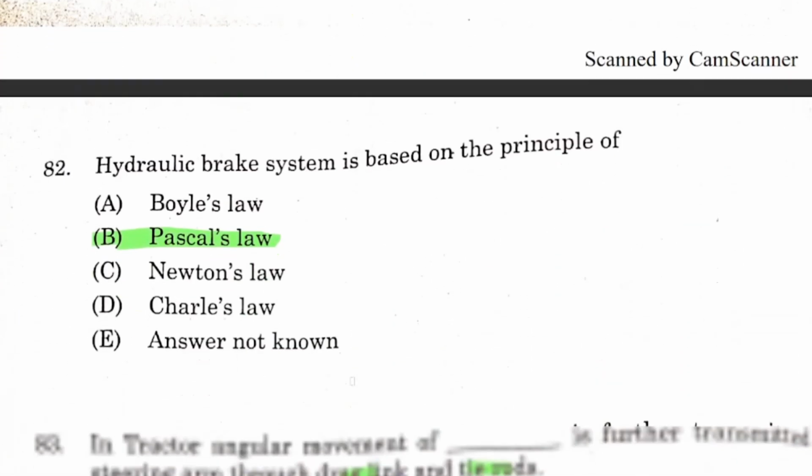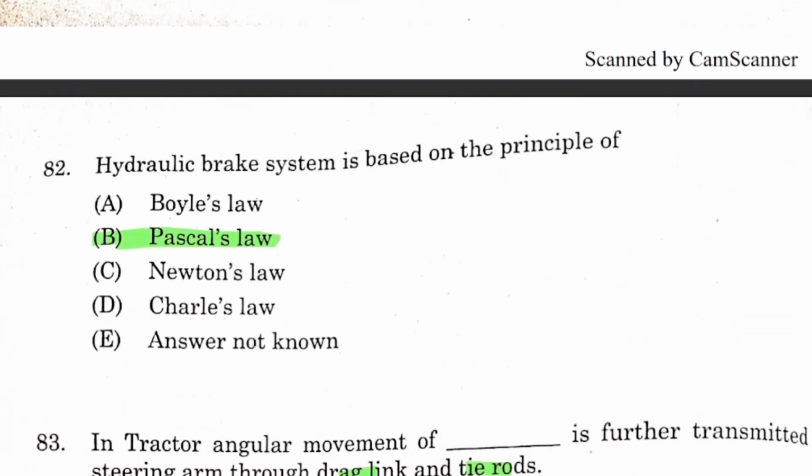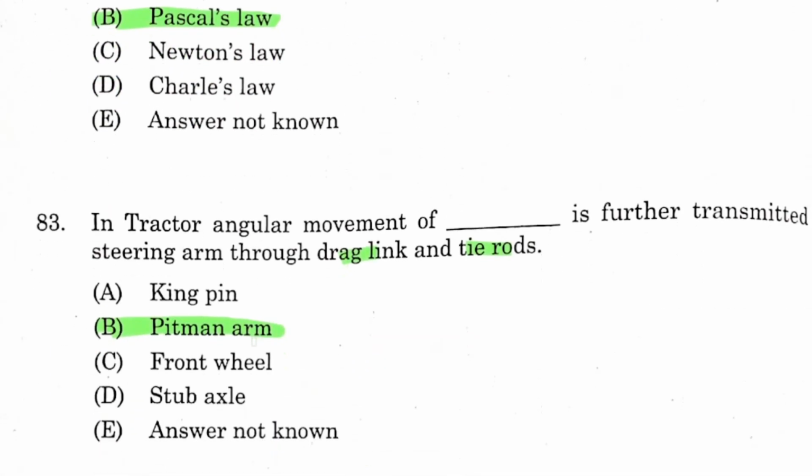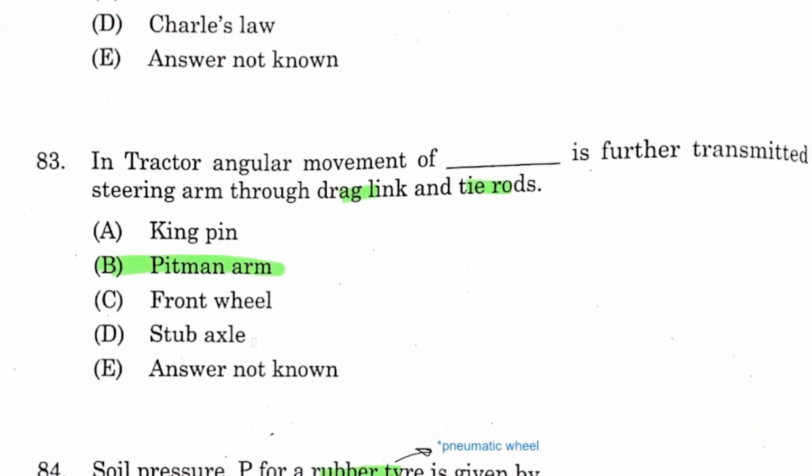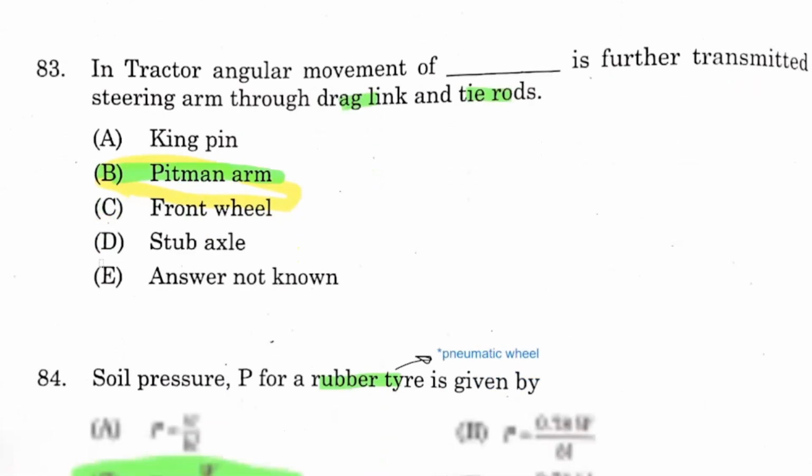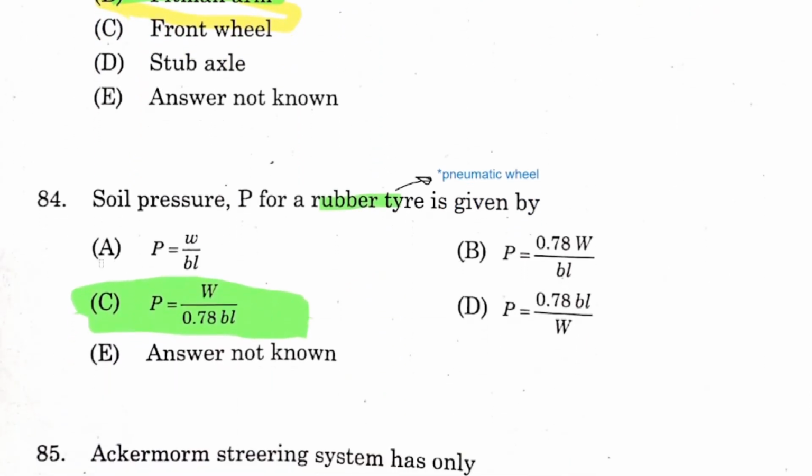Next question number 82. The hydraulic brake system is based on the principle of Pascal's law. Next question is 83. The tractor's angular movement of the steering gear is further transmitted to the steering arm through drag link and tie rods, that is, through the pitman arm. B option is correct here. Next one is question number 84.